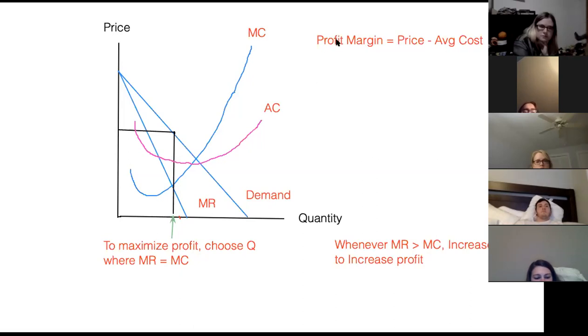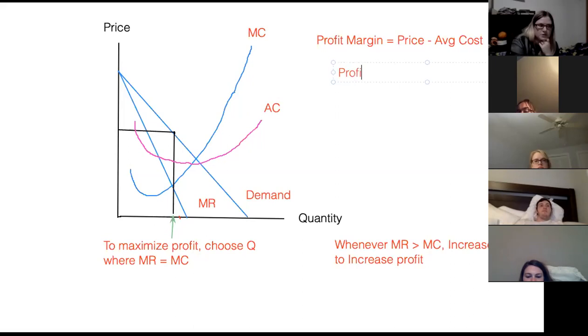Okay, it's our profit margin or our average profit. Average profit is just another name for it. If we take our average profit and we multiply it times the number of units that we're producing and selling, we're going to get total profit. Okay, let me just write that down since you might want to remember that.